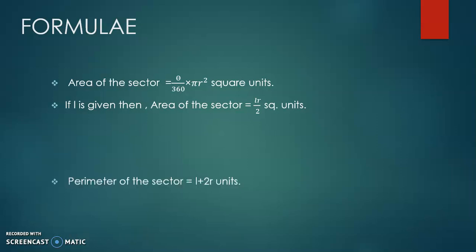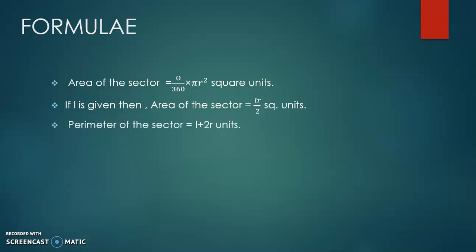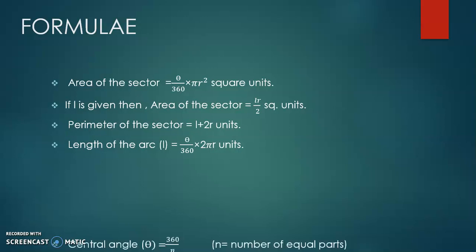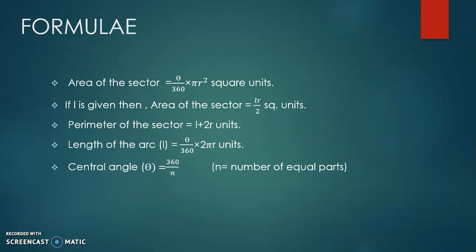Next formula, perimeter of the sector is equal to L plus 2R units. Perimeter is equal to what? L plus 2R, and the unit for perimeter is just unit. Next formula, length of the arc L is equal to theta by 360 into 2 pi r units. Next one, central angle theta is equal to 360 by n. Here the small n is equal to number of equal parts.